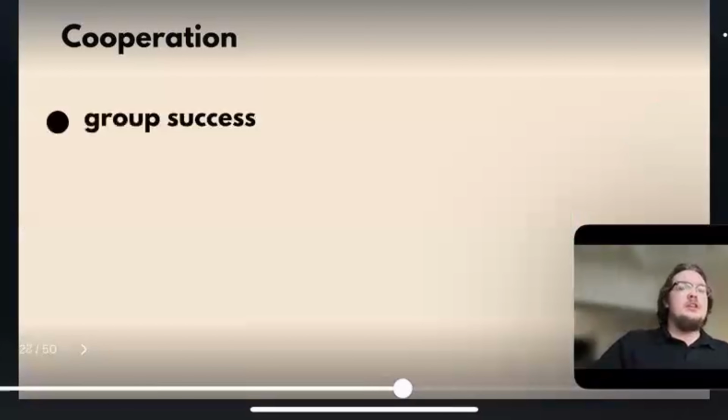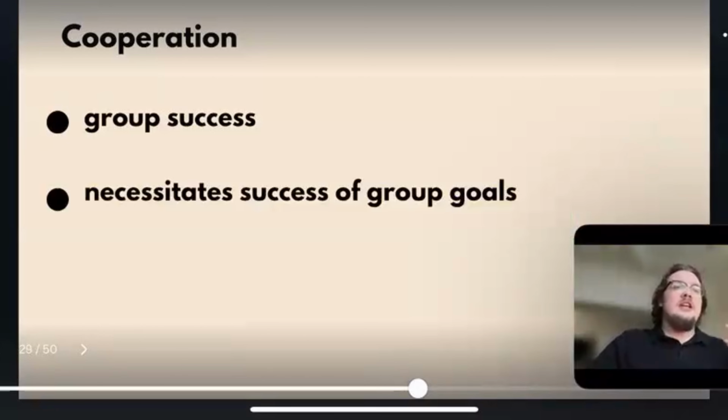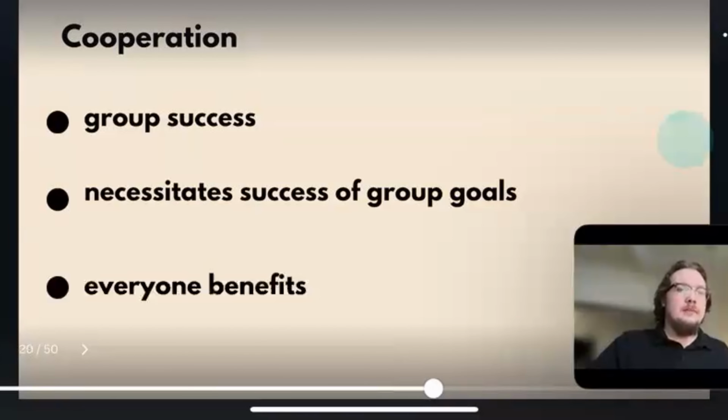Cooperation. So cooperation has group success. That's why we want the cooperation, right? It necessitates success of group goals. So we become successful if we have a cooperative group climate. And then everyone benefits. Everyone in the group will benefit if we're all being cooperative, especially in your group projects.